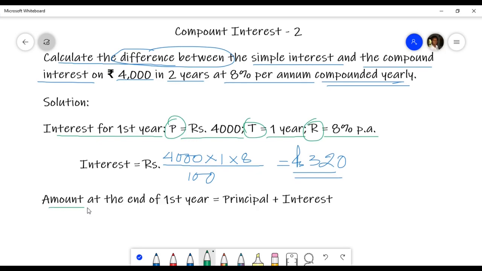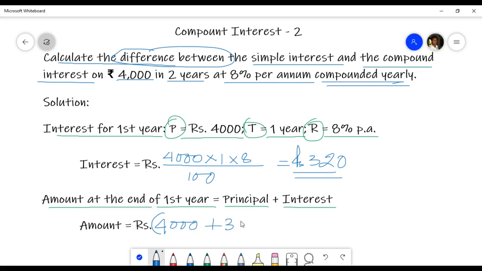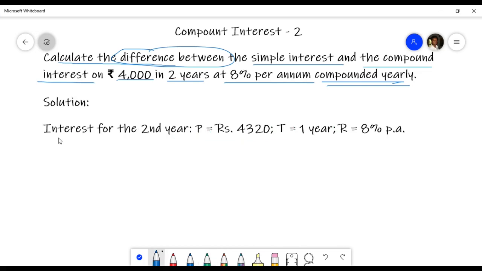What do we have to find next? The amount at the end of the first year. You know the formula very well: principal plus interest. We'll just replace the values of principal and interest to get the amount at the end of the first year. After we replace and evaluate the values, we will get the amount as rupees 4,320. So this is the amount at the end of the first year.